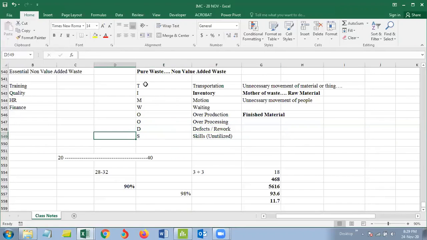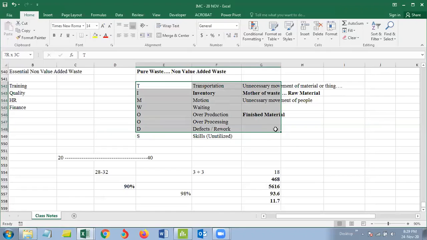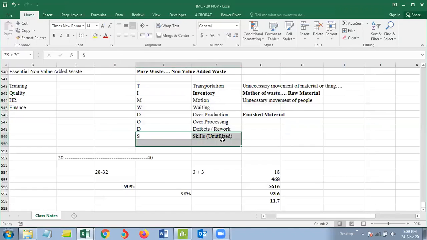This is the latest version. The older version was 7 types of waste. When you read a lot of journals, books, and everywhere, you see 7 types of waste. That's the older Japanese version. Americans added this one also: skills. It is a corporate curse, and very much there.